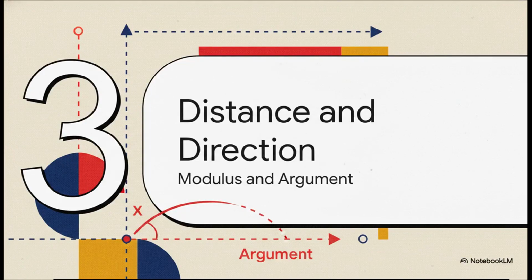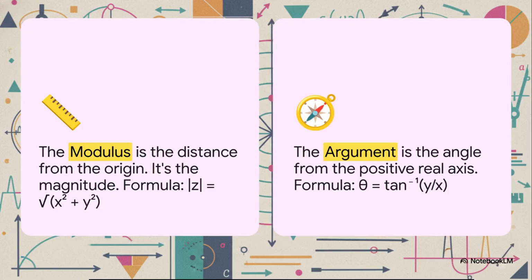Okay, now that we can actually place a number on the plane, we can ask much more interesting questions. Instead of just its coordinates, what about, say, its distance from the center? And what's the direction to get there? This brings us to two absolutely crucial concepts, the modulus and the argument. Let's break this down. The modulus is just a fancy word for the straight line distance from the origin, the center of our map, out to our point. If you picture a right triangle, the modulus is just the hypotenuse. Simple. And the argument is the angle that this line makes with the positive real axis. So, remember, modulus is distance, argument is direction.